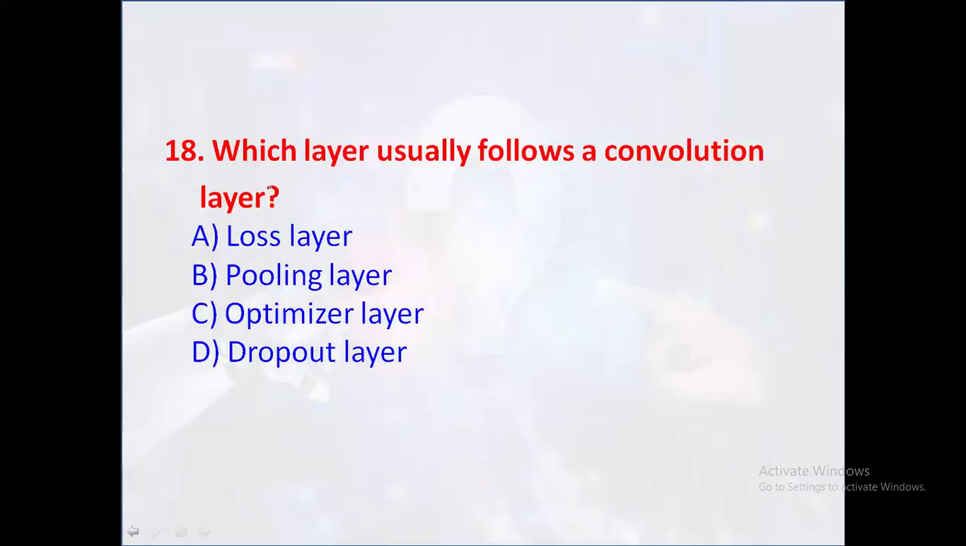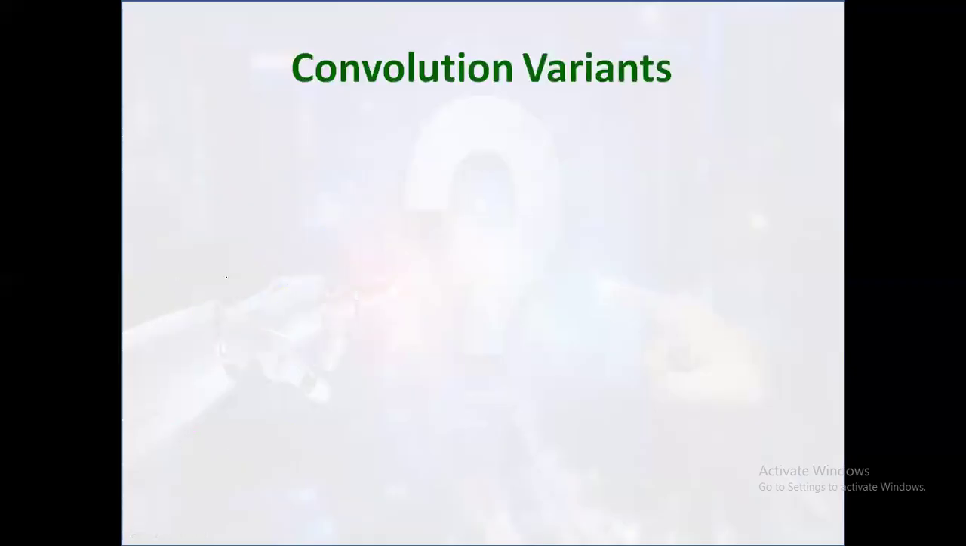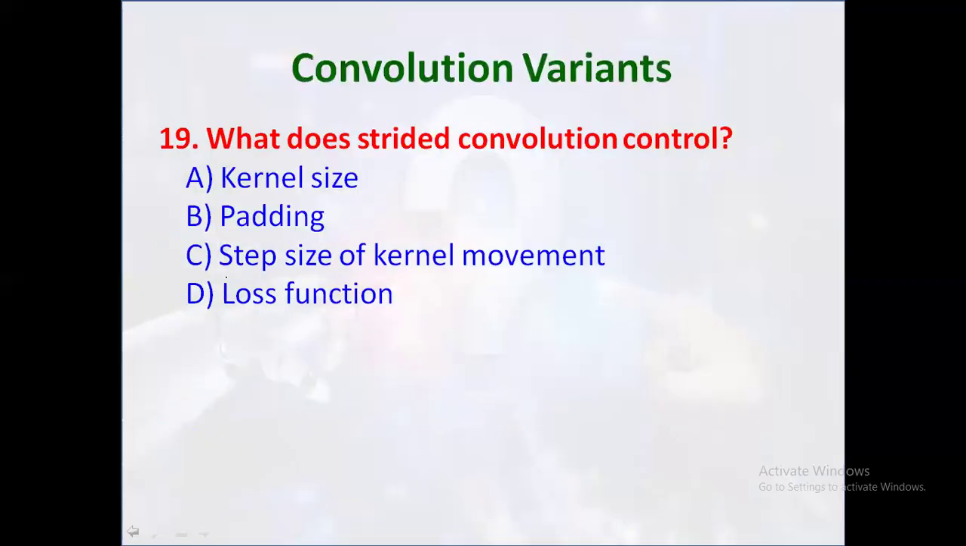Next, which layer usually follows a convolution layer? Loss layer, pooling layer, optimizer layer, or dropout layer? The answer is pooling layer. Next, questions are based on convolution variants. What is controlled by stride in convolution? Kernel size, padding, step size of kernel movement, or loss function? The answer is step size of kernel movement.